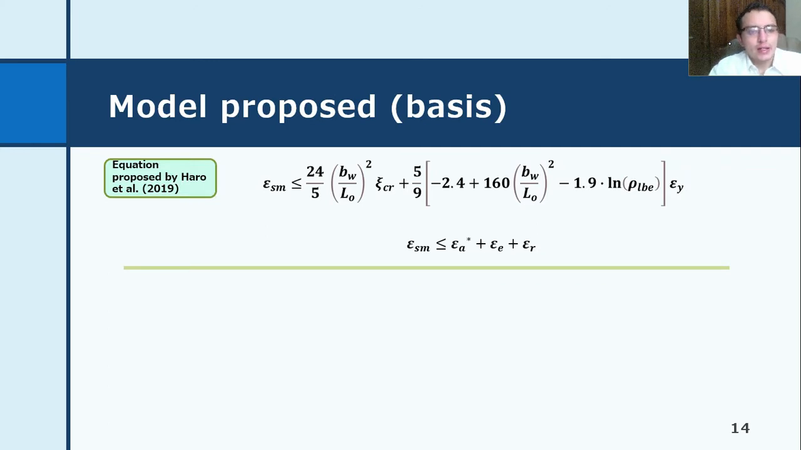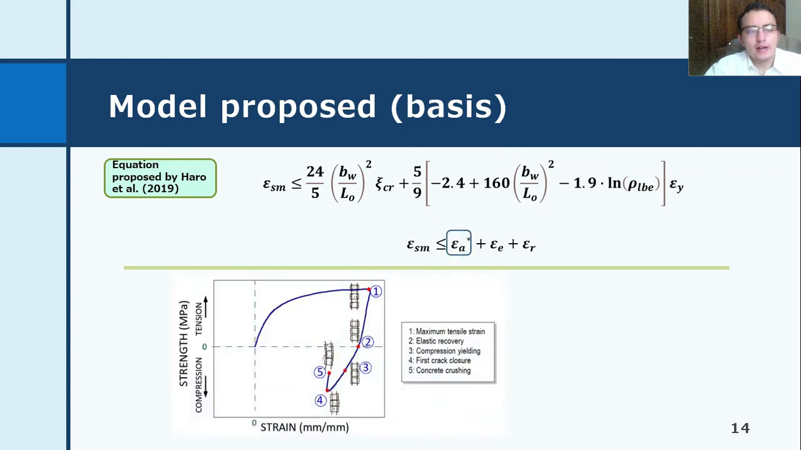Well, as I mentioned before, the model proposed by Arrow is the benchmark of this new proposal, so it is worth knowing that it considers 3 hysteretic components for the longitudinal reinforcement. First of all, we have epsilon sub A, which is the axial strain at first crack closure. We have epsilon sub E, which is the elastic strain recovery that depends on the elastic properties of the concrete and the transfer connection between the steel and concrete.